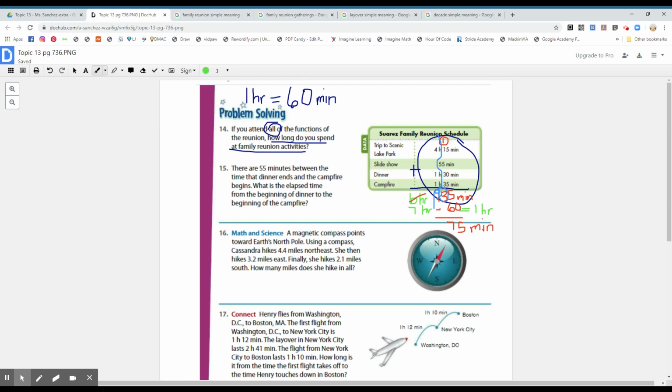So now instead of 6, I have 7. But I still have 75 minutes left, boys and girls. I think we have enough to make another hour. So continue doing this step, please, boys and girls, to finish answering this question. Okay. So if you're able to take away another 60 minutes, remember that makes another hour.